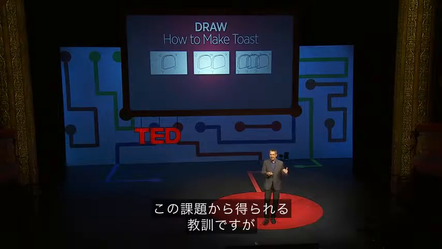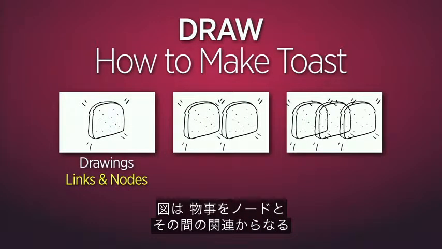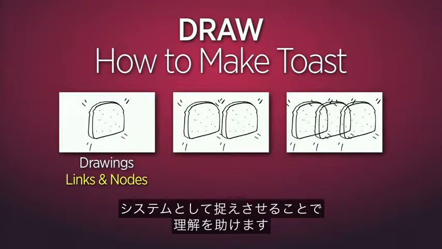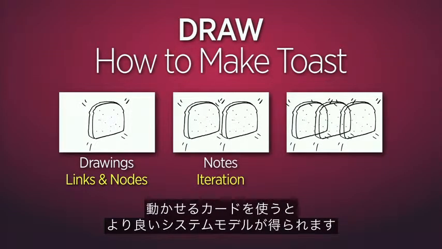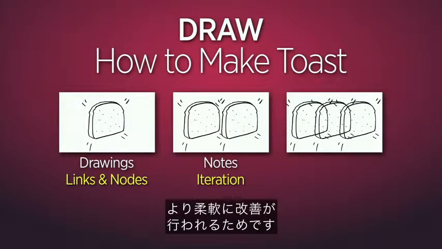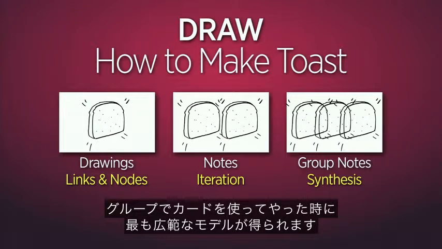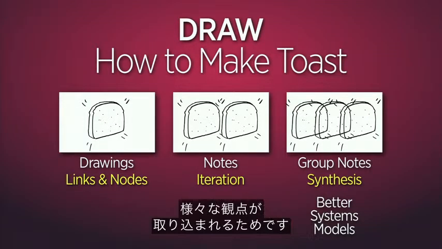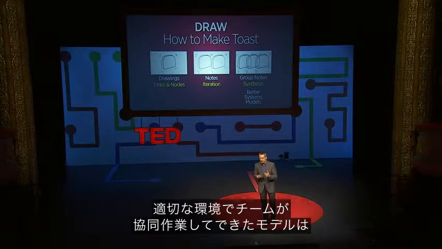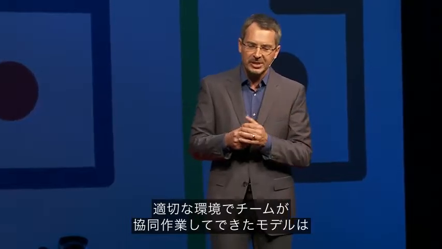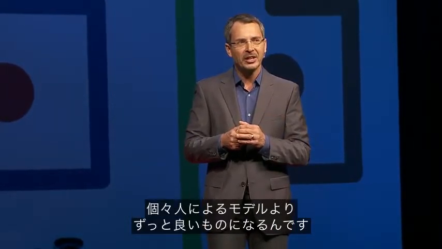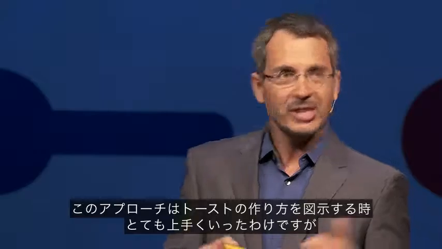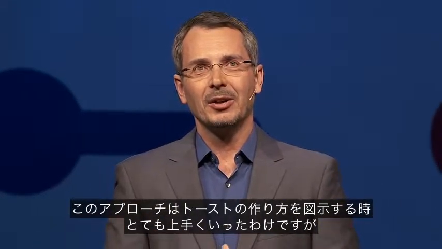So here's some key lessons that can emerge from this. First, drawing helps us understand situations as systems with nodes and their relationships. Movable cards produce better systems models because we iterate much more fluidly. And then the group notes produce the most comprehensive models because we synthesize several points of view. So that's interesting. When people work together under the right circumstances, group models are much better than individual models. And so this approach works really great for drawing how to make toast.